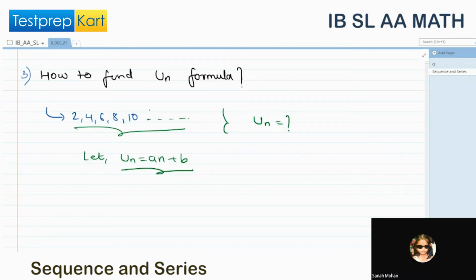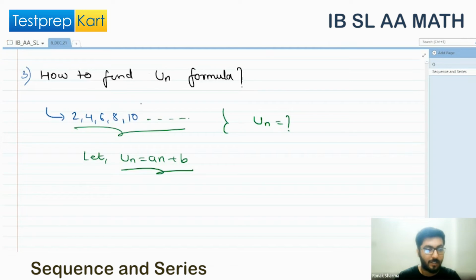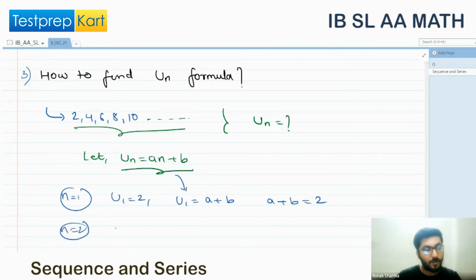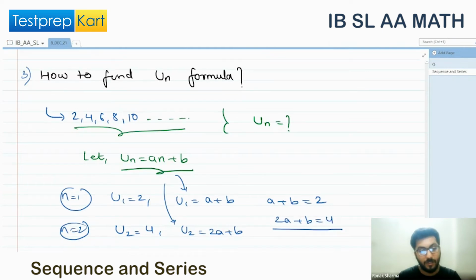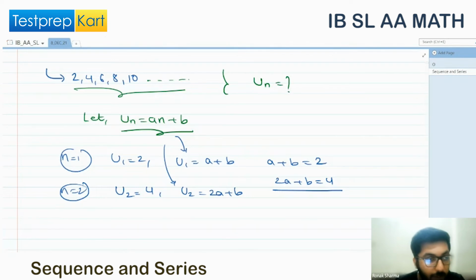Now do the same thing that we did in the last category. For n equal to 1, we know that u1 is 2 here, but u1 will give you a plus b. That means a plus b is 2. For n equal to 2, from the sequence we know u2 is 4, but from here we are getting u2 is 2a plus b. That means 2a plus b is 4. So you calculate the value of a and b here. That's how you're going to give me the formula.